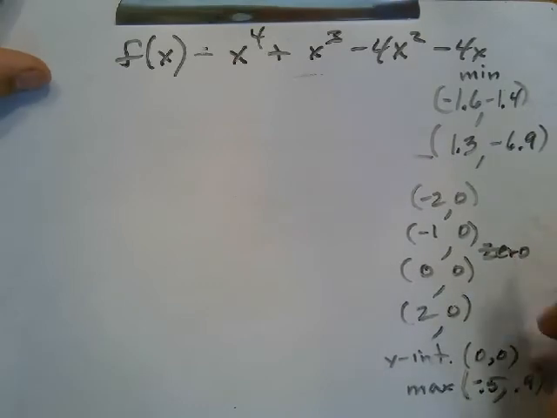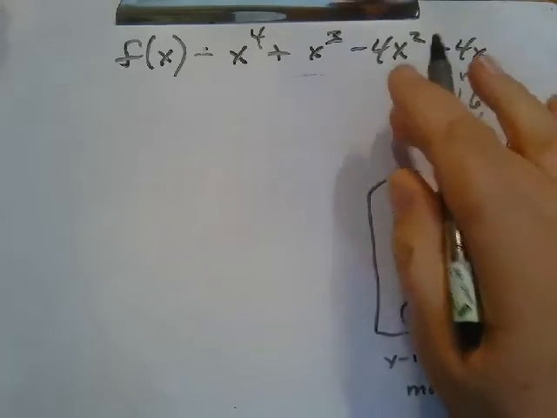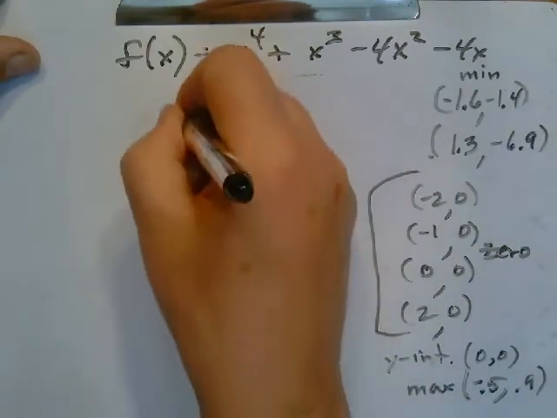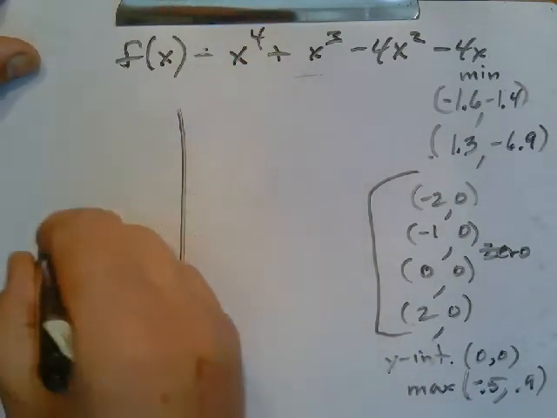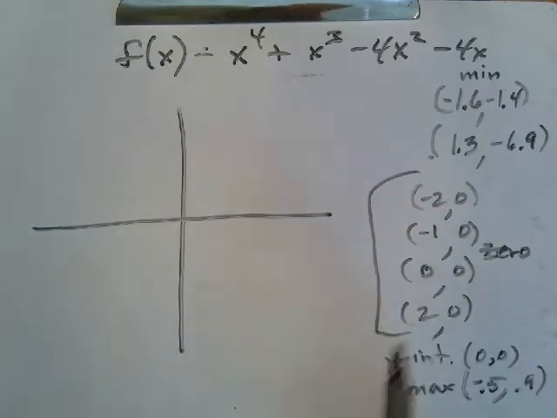And as you can see here, these are all my zeros. Here's the y-intercept. I don't have these in any particular order here. The y-intercept is here, the max is down here, and the minimums are up here. And we're going to go ahead and graph this with some degree of accuracy on paper. And this is an important thing to learn how to do.